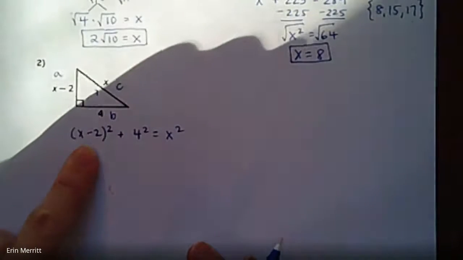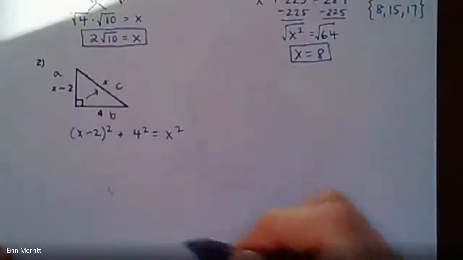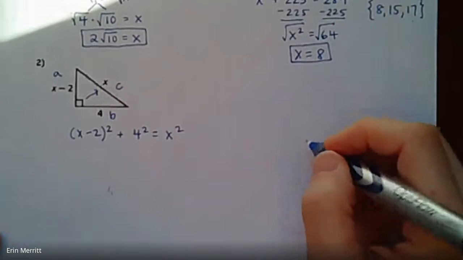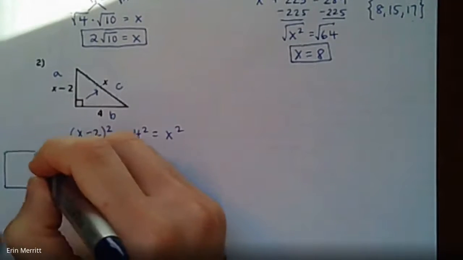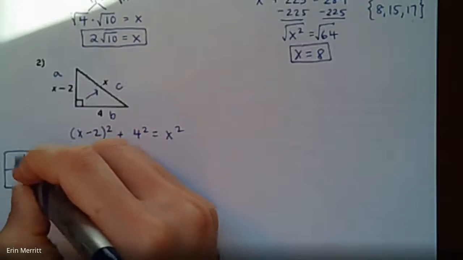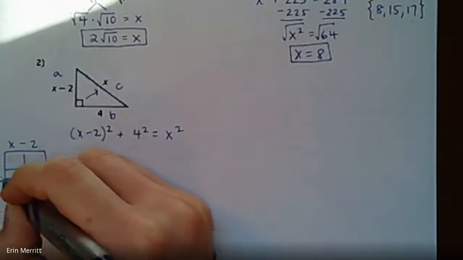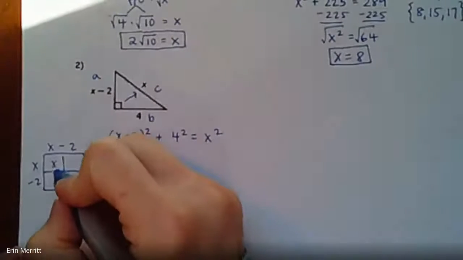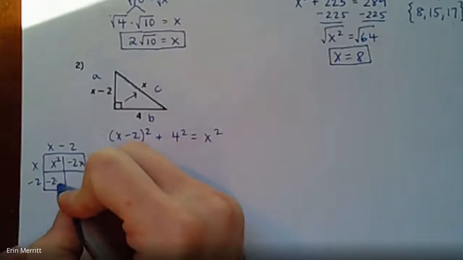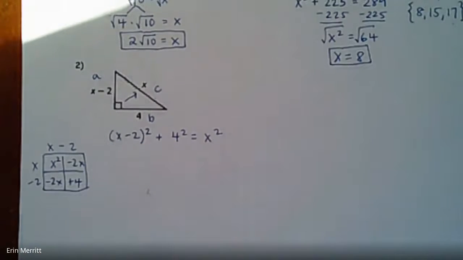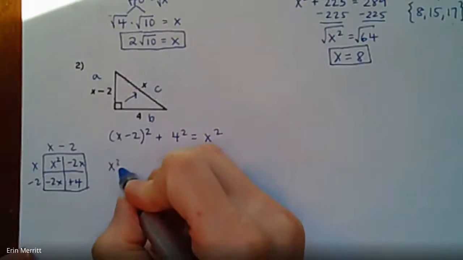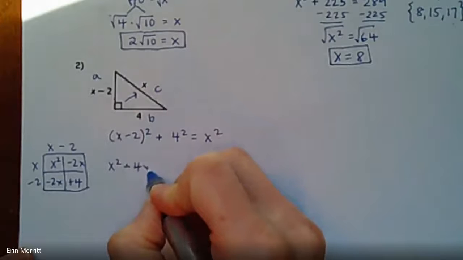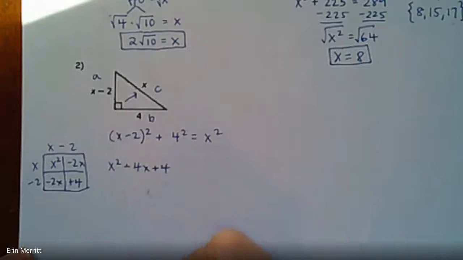So when we have something like this, to square that out, we need to do a little box multiplication. You can do it off to the side, wherever works best. So this is x minus 2 times x minus 2. Oops, sorry, I'm a little off the screen there. x squared minus 2x, and then plus 4. So this will give us x squared minus 4x plus 4, and then keep on going with the equation.